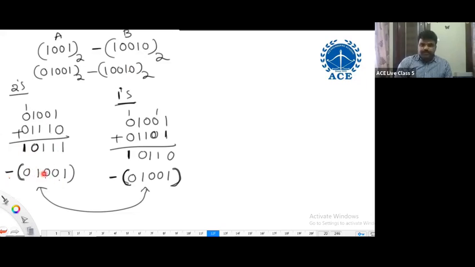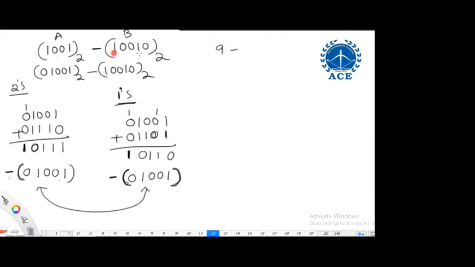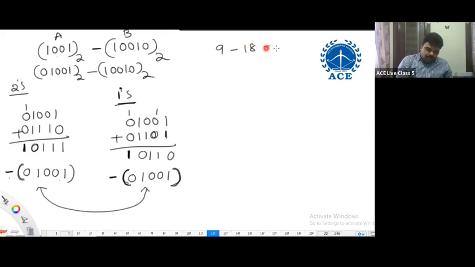This is magnitude. See, this is 9 with respect to binary. 9 minus what we get here? 18. What is the result we are expecting? Minus 9. Yes, it is 9 minus. Am I right? It is 9. It is 18. 9 minus 18. Result must be minus 9. Result is negative. But how to get result? Take 2's complement of sum, the magnitude we are getting, and consider negative result.